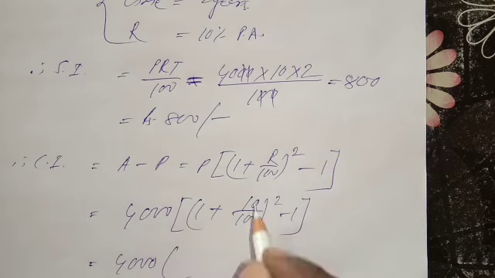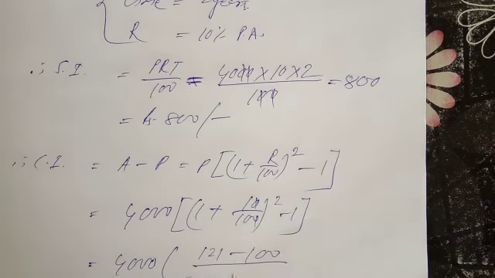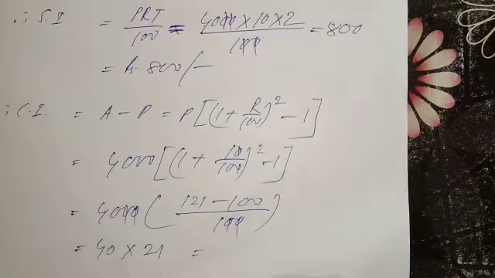4,000. This will be 0 0 cancel. 11 by 10. 121. 11 whole square minus 100 divided by 10 whole square, 100. Now this 0 0 cancel. 40 into 21. How much is coming? 840 rupees.